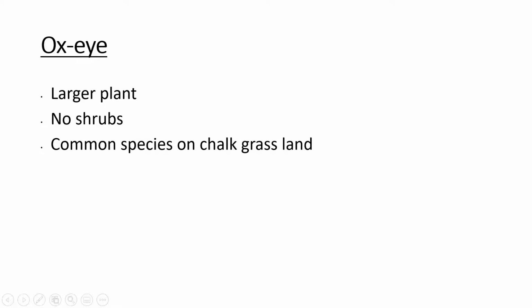Oxeye. Oxeye contained larger plants such as the Carlisle thistle. This species was found in one of our transects and may have affected the results due to its size and cover, which could have easily hidden other species that we may have missed.